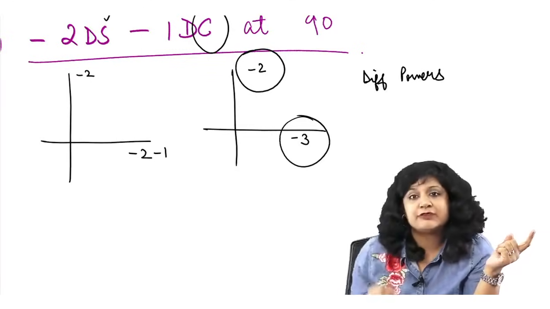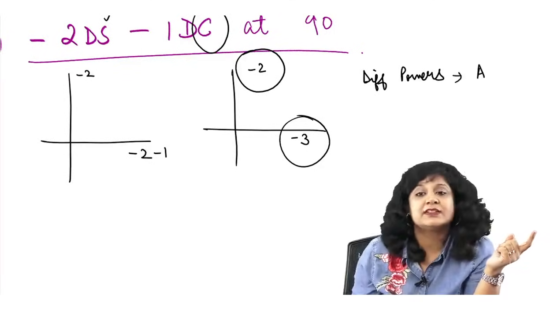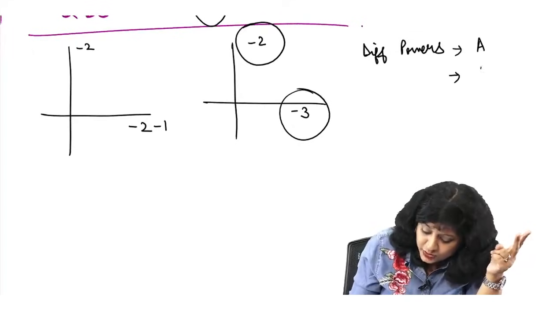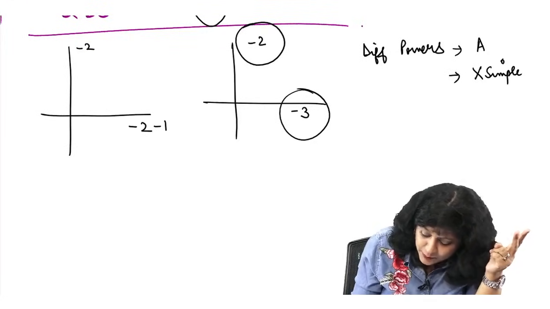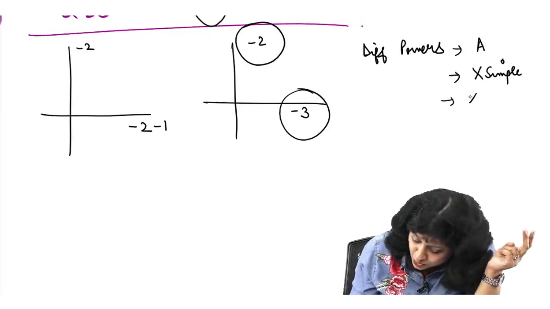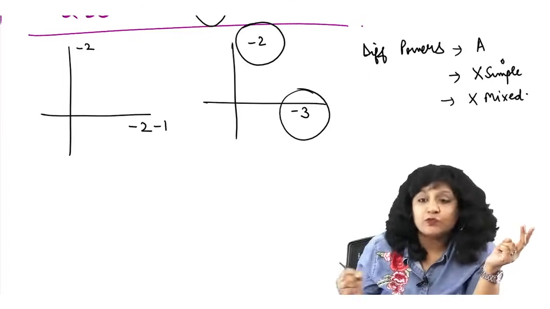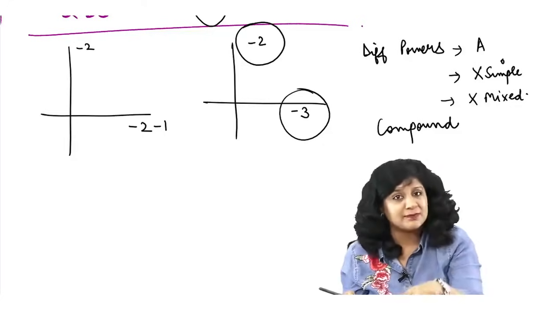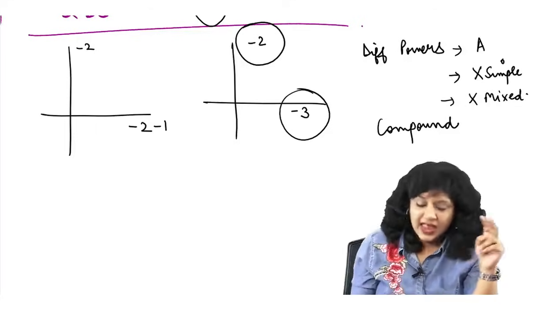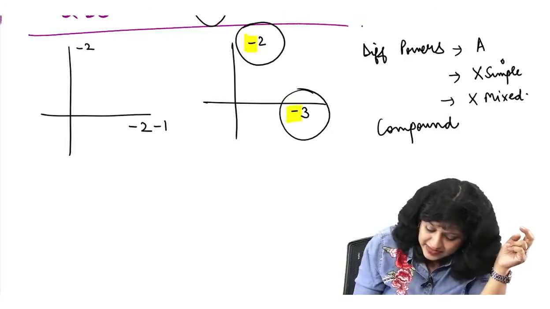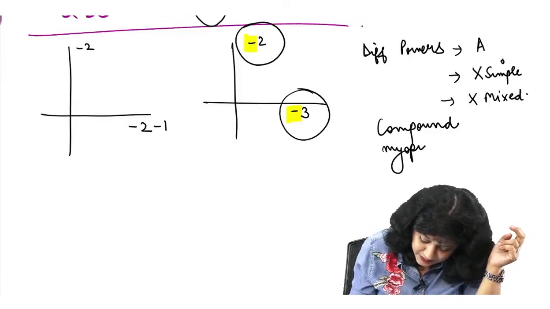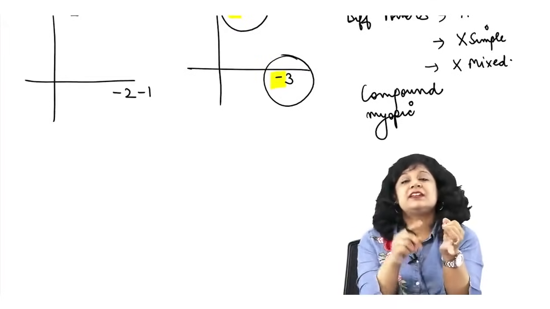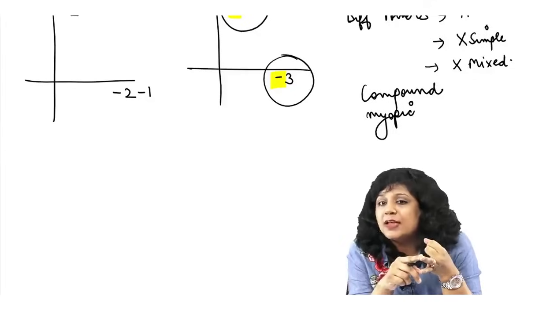When we have different powers, it is astigmatism. None of the meridians is emmetropic, so this is not a simple astigmatism. Both the signs are minus, so it is not a mixed astigmatism. So what is left? It is the compound astigmatism. You have different power with the same sign. So this is a compound astigmatism and both of them are minus, so this is a myopic astigmatism. It is not a simple astigmatism, it is a compound myopic astigmatism.